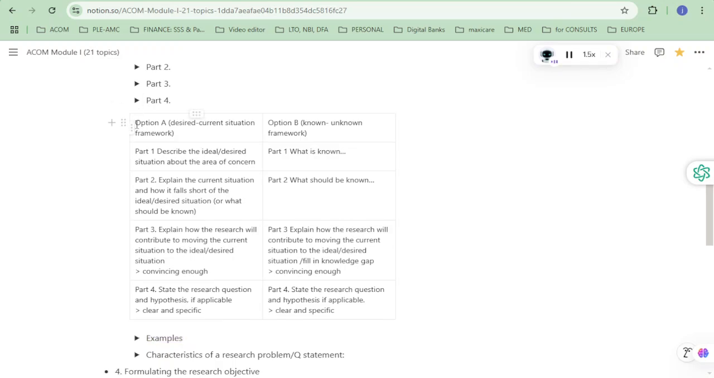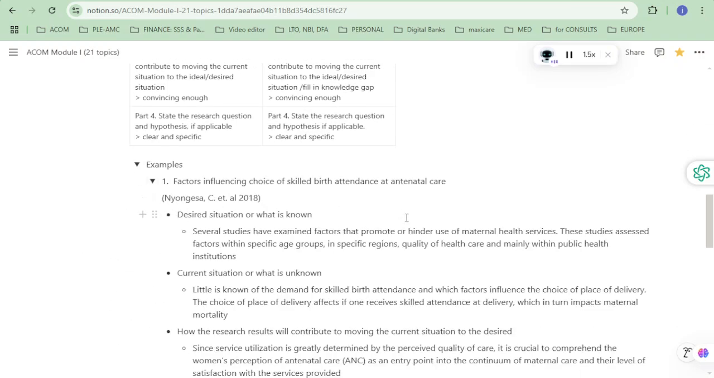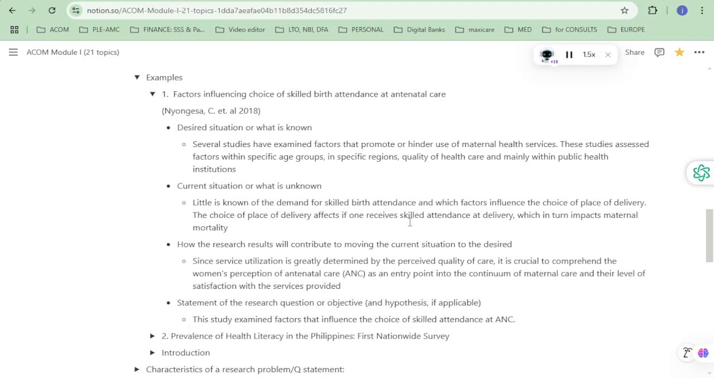Factors influencing choice of skilled birth attendants at antenatal care. Nyongisa, CETL 2018. Desired situation, or what is known: Several studies have examined factors that promote or hinder use of maternal health services. These studies assessed factors within specific age groups, in specific regions, quality of health care, and mainly within public health institutions. Current situation, or what is unknown.